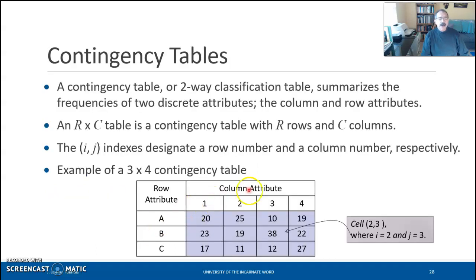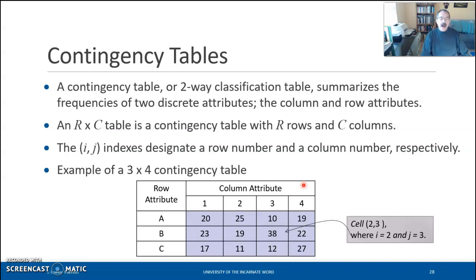Okay, the test of homogeneity and the test of independence, that's a method of analyzing contingency tables. You might remember that we talked about these tables in module 4 when we talked about probability. A contingency table, or a two-way classification, summarizes the frequencies of two attributes, what we call the column attribute and the row attribute. We also call this the R by C table.